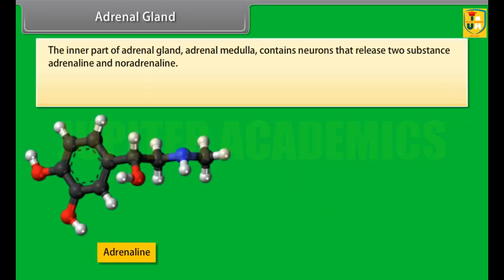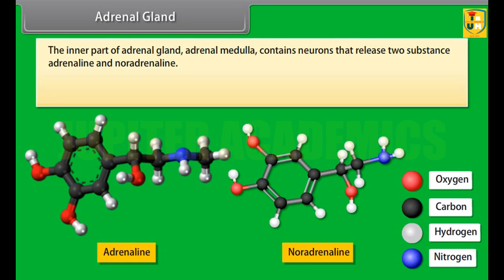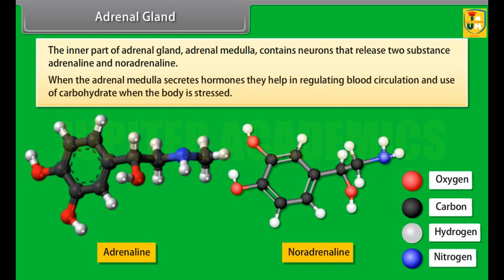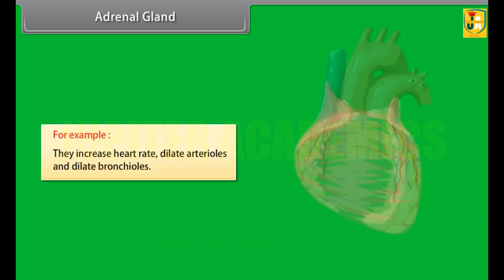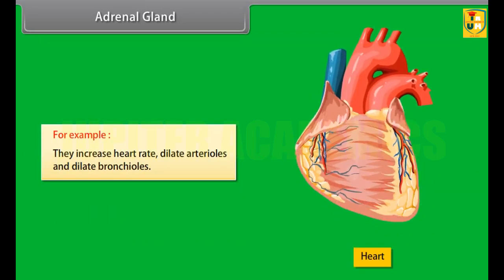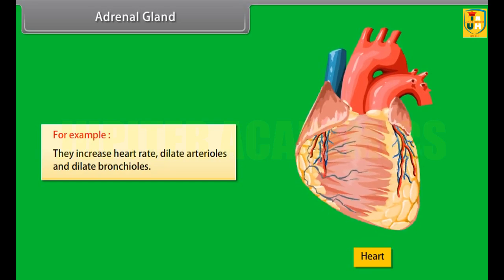The inner part of the adrenal gland, the adrenal medulla, contains neurons that release two substances, adrenaline and noradrenaline. When the adrenal medulla secretes hormones, they help in regulating blood circulation and the use of carbohydrate when the body is stressed. For example, they increase heart rate, dilate arterioles, and dilate bronchioles.